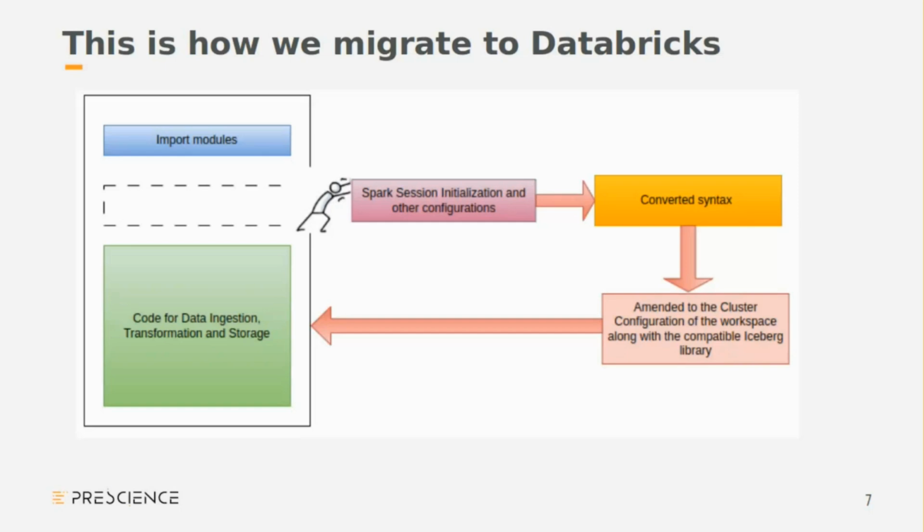So you had the import modules, you had the middle one which was a Spark session, and then you had the code for data ingestion, transformation, and storage, right? So in this kind of migration, what gets most affected is the Spark session initialization and other configurations. That's why you have the developer, as you can see, pushing that out of this block. Okay. And once this is pushed out, the syntax conversion and everything is done manually.